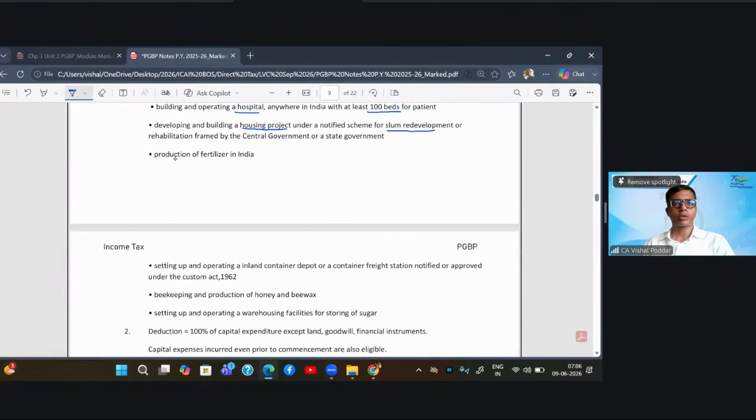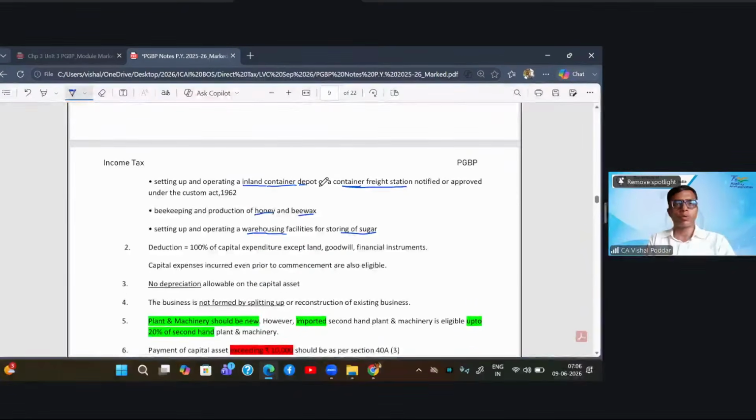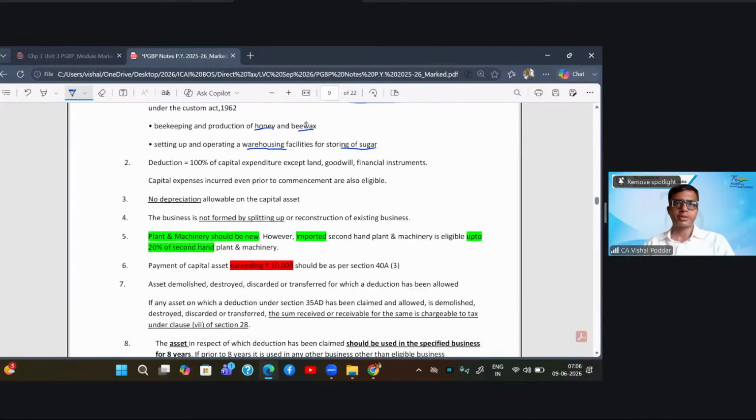Next, you are into production of fertilizers. Next, you are running an inland container depot or container freight stations. These are the locations for storing goods before their import or export. Next, you are in the business of honey bee keeping, whereby your products are honey or beeswax. And last, you are into warehousing of sugar. Plus, there are two or three more. So, these are the specified businesses for which Section 35AD provides a special deduction.